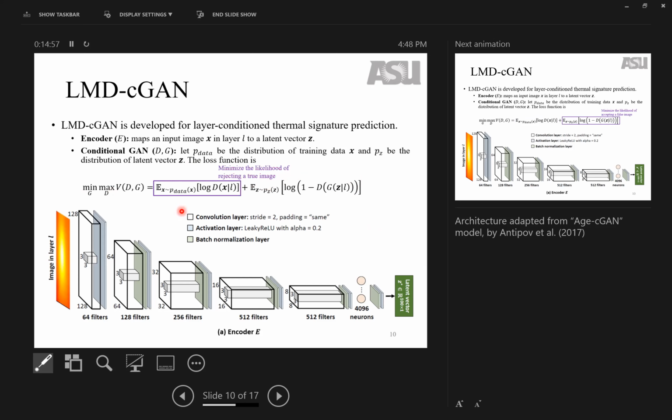With this loss function, the first item minimizes the likelihood of rejecting a true image, and the second item minimizes the likelihood of accepting a fake image. With this minimax game going on and on, eventually the LMBCG model is able to predict thermal signature for the target layer with very high realness.